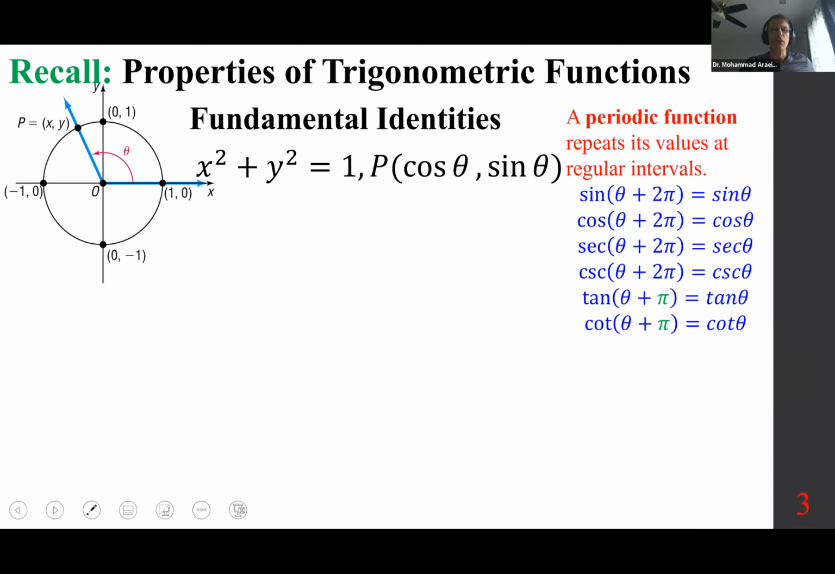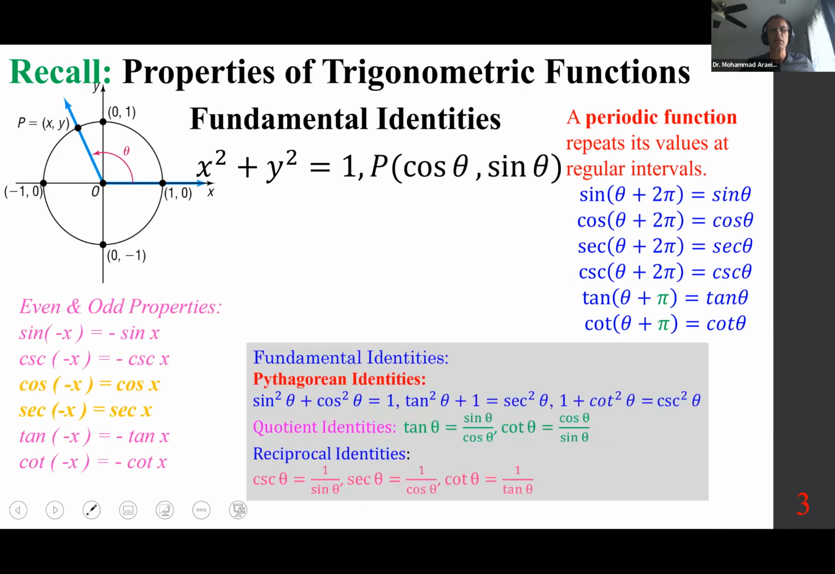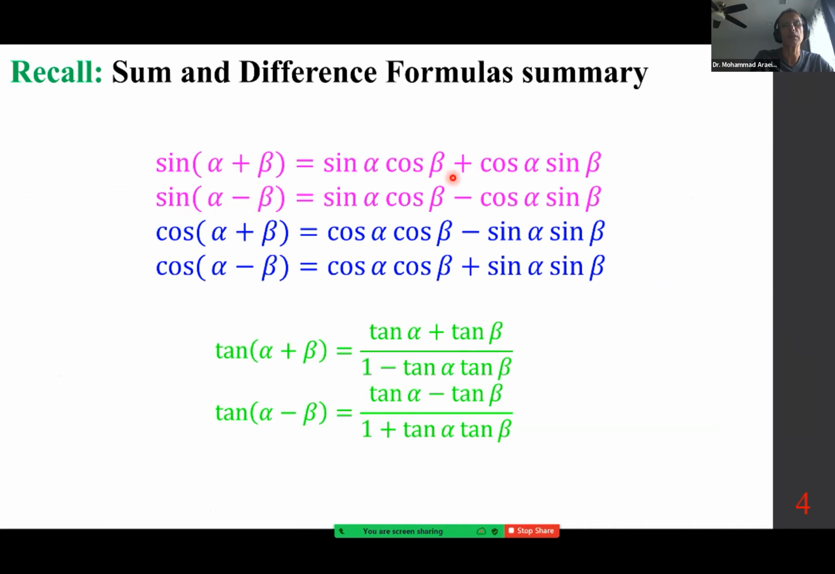Trigonometric functions are periodic functions. They are all odd except cosine and secant, and fundamental identities. We added sum and difference formulas. Sine of alpha plus beta is sine alpha cosine beta plus cosine alpha sine beta. Sine of alpha minus beta, basically this changes to negative. Cosine of alpha plus beta is cosine alpha cosine beta minus sine alpha sine beta. Cosine of alpha minus beta, this changes to plus. It's important to remember these formulas.